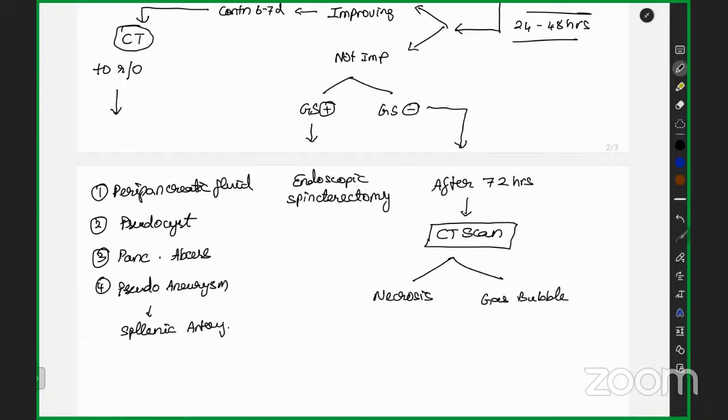Okay, so after 72 hours on CT scan, you're going to find that either necrosis or a gas bubble can be present. Why do we need to rule out the presence of gallstone? Because gallstones can obstruct the pancreatic duct, and that itself will incite pancreatitis. Remember, the most common cause of acute pancreatitis is gallstone.